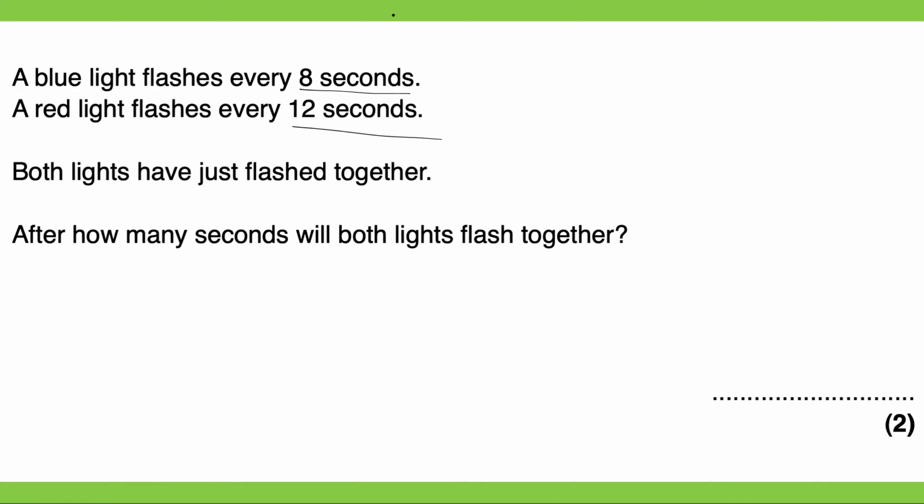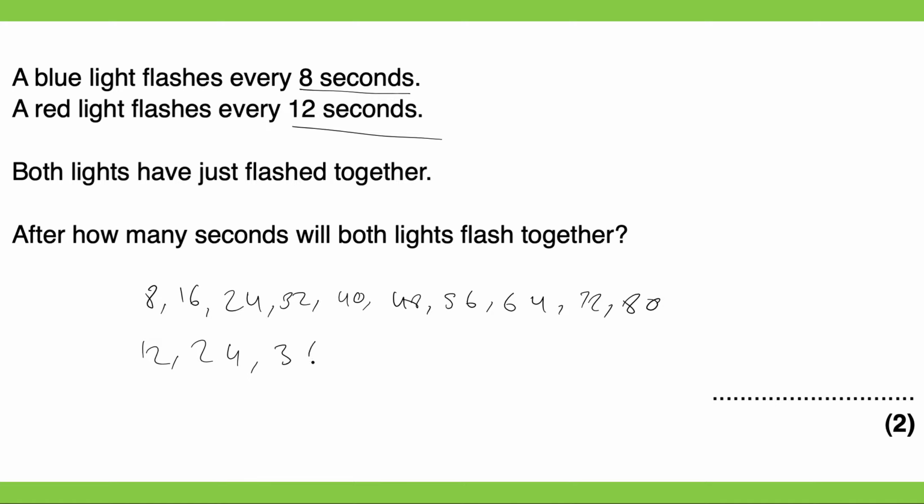So let's write out the 8 times tables. Over here we have 8, 16, 24, 32, 40, 48, 56, 64, 72 and 80. And over here we have 12, 24, 36, 48, 60, 72, 84, 96, 108 and so on.